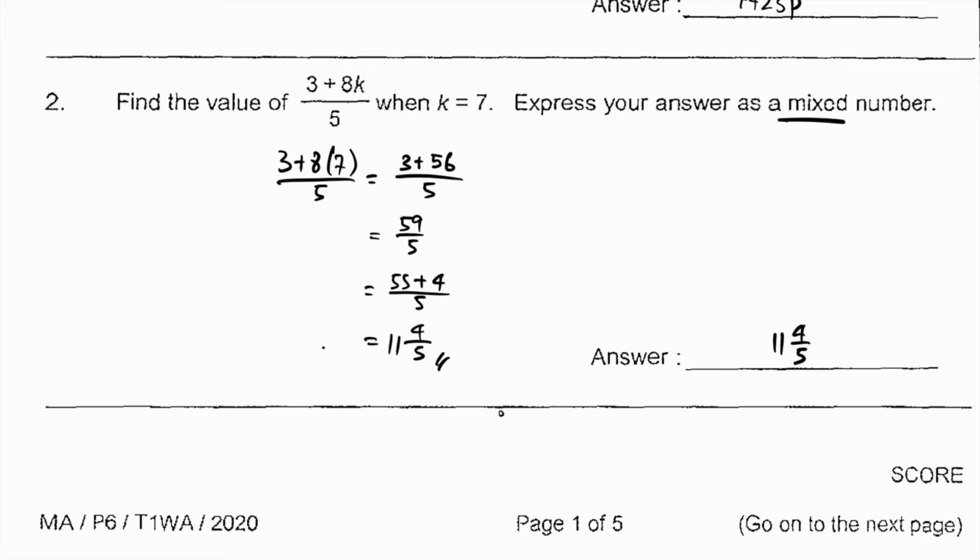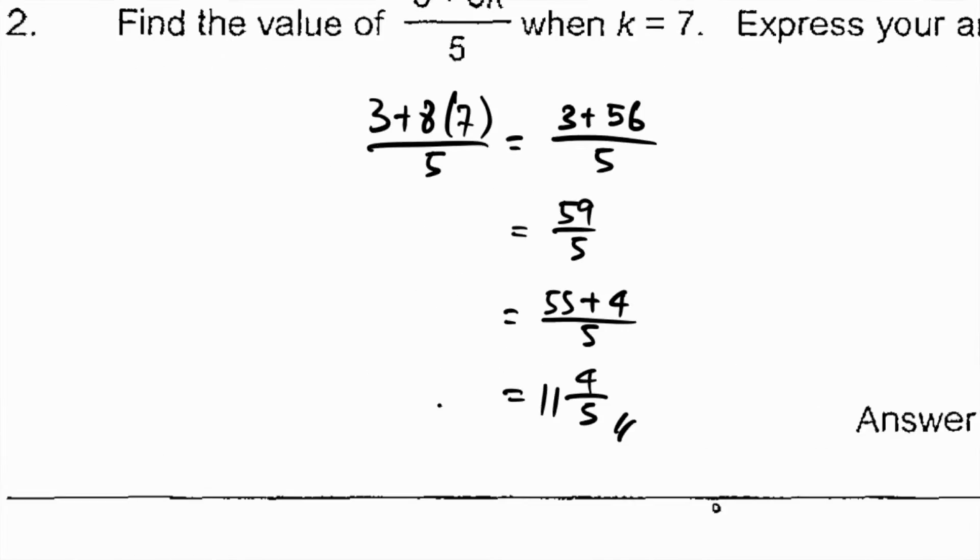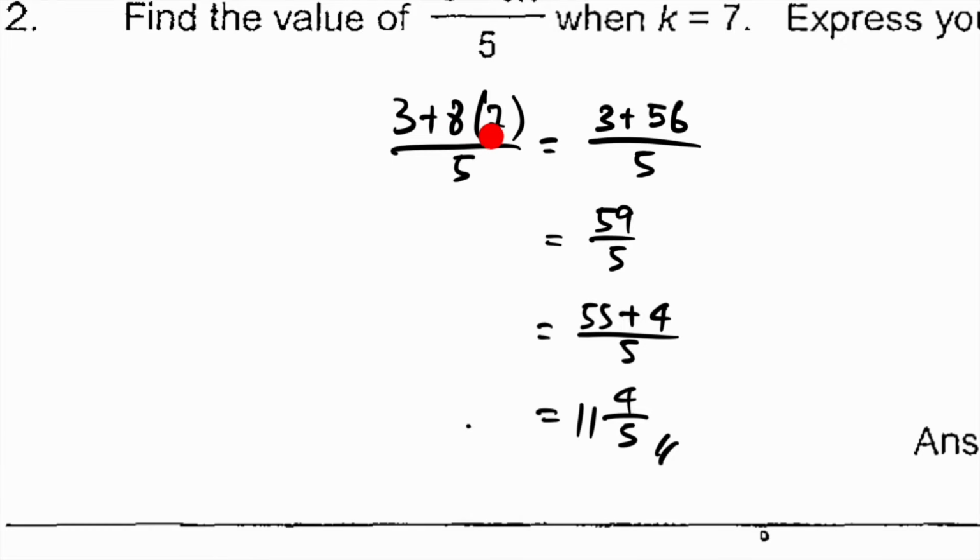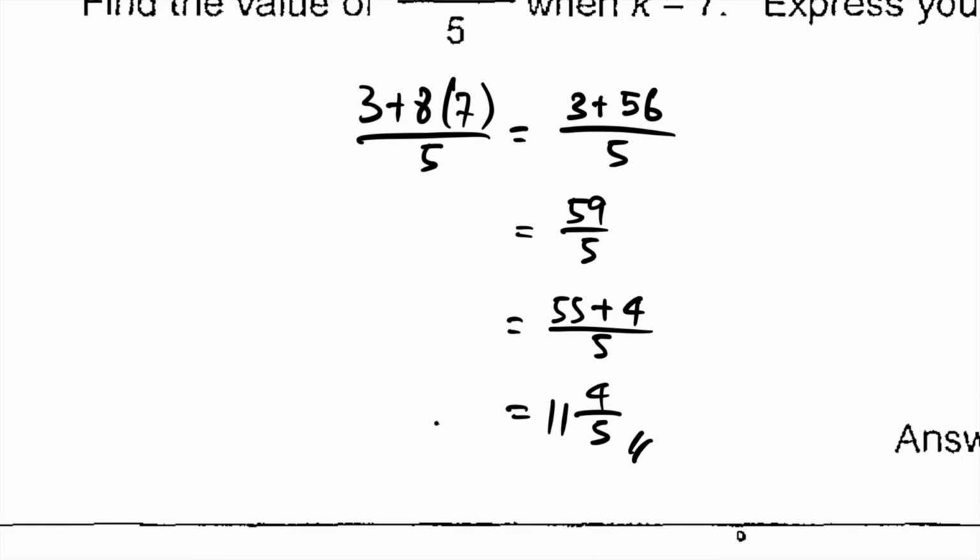Number 2 is algebra, so we are going to substitute 7 into k. So we have here 8 times 7, which will be done first, according to order of operations, 56, 59 over 5. Now you can use long division to obtain the answer, but I chose to take out a nice big chunk of a multiple of 5, which is 55, leaving me with 4 as the remainder. So that means 55 divided by 5 is 11, and 4 over 5 as the remainder.